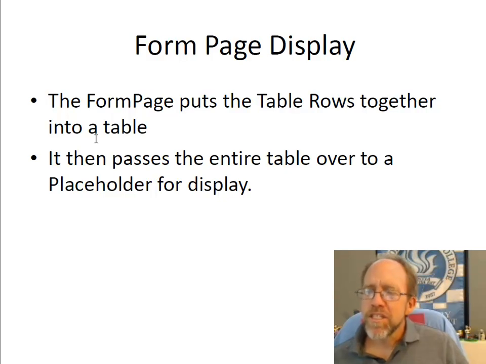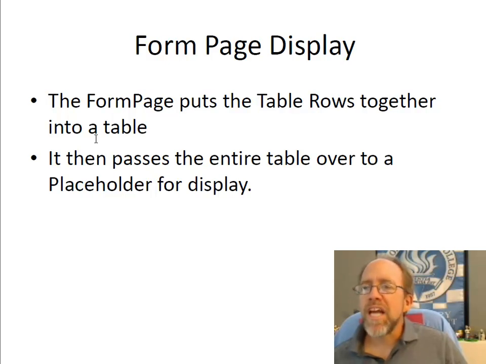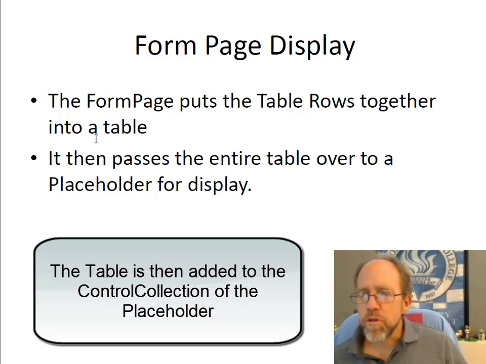So the form page display method has the capability and the responsibility of putting all the table rows together into a table, and then it can pass this entire table over to a placeholder. So all I really need to be able to display this is an actual web form in C# that I can put this placeholder onto, and then add this table to that placeholder, and I have a form.